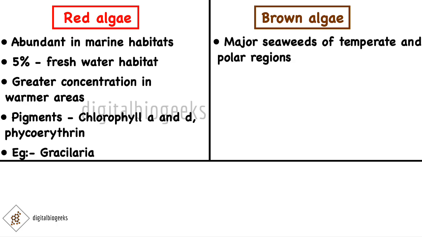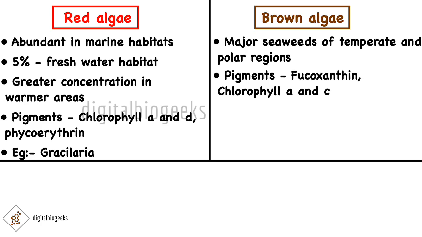Brown algae are the major seaweeds of the temperate and polar regions. Most brown algae contain the pigment fucoxanthin, which is responsible for the distinctive greenish to brown color, and that gives them their name. It also contains chlorophyll A and chlorophyll C. Example is Laminaria.